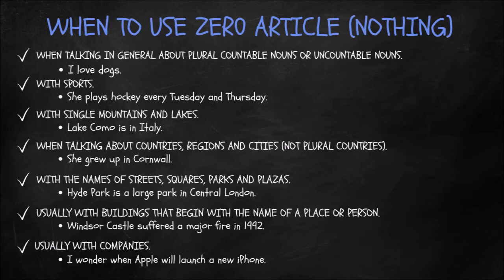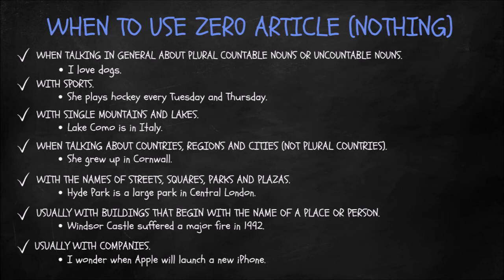And the final one is companies. Usually you don't use the with companies unless the is part of the company name. Sometimes that's possible as well. I actually watched a film the other day and I saw that Facebook was called The Facebook before they changed the name and they dropped the article. I thought that was quite interesting. So in the example here, we can see that Apple is used without an article. It's a company name. So it says, I wonder when Apple will launch a new iPhone.